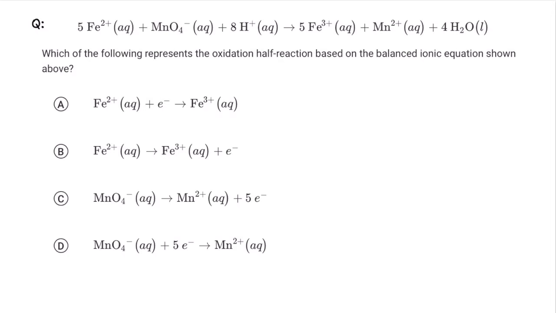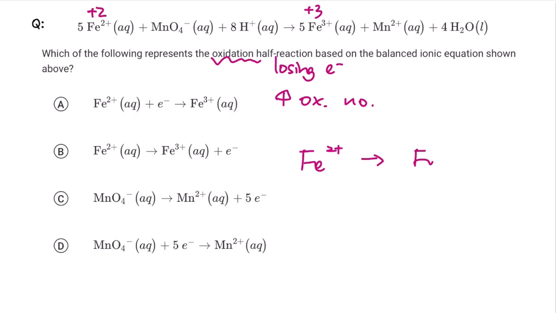Which of the following represents the oxidation half reaction based on the balanced ionic equation shown above? Again, this is an oxidation half reaction, which means either losing electrons or an increase in the oxidation number. Iron's oxidation number has changed from positive 2 to positive 3. So I will only put the iron out of this reaction, iron 2 plus converting into iron 3 plus.